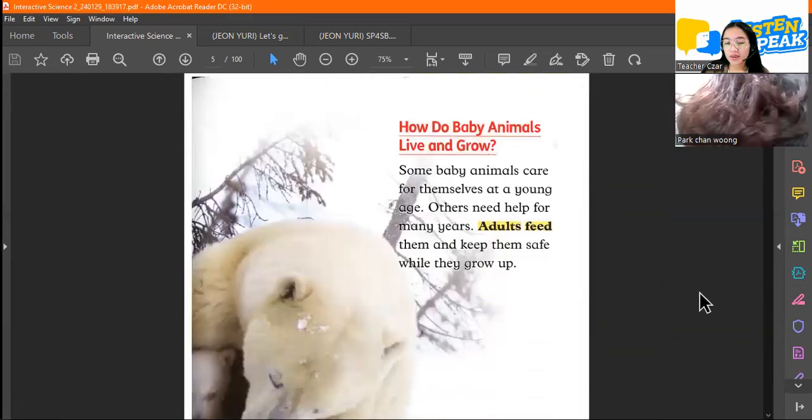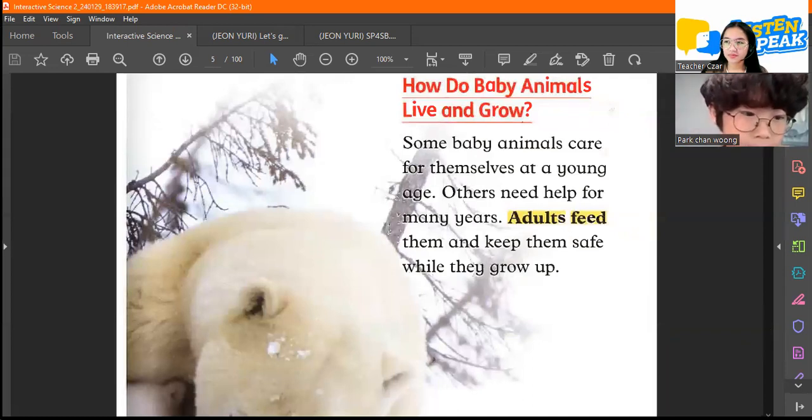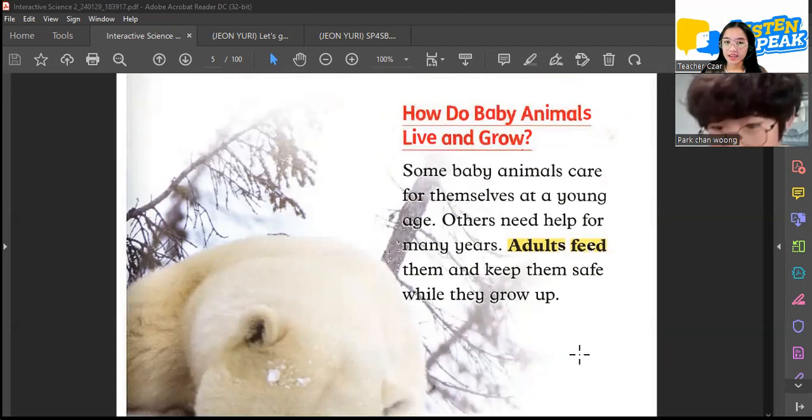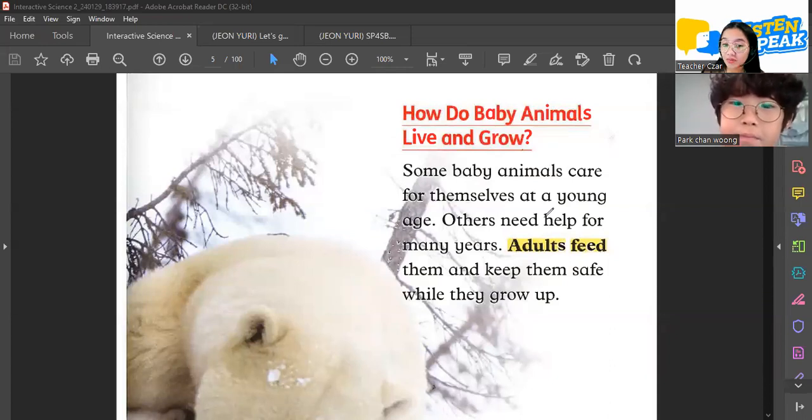Here, let's talk about how baby animals live and grow. Some baby animals care for themselves at a young age. Others need help for many years. Adults feed them and keep them safe while they grow up. So some baby animals care for themselves at a young age, but other animals need help from adults or from their mother, because their parents need to feed them, keep them safe, and help them grow up.